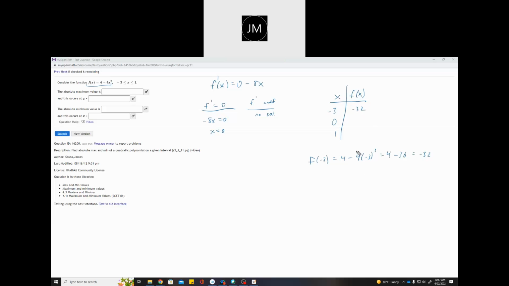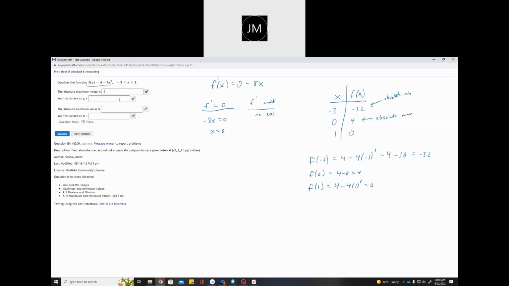Okay, when I put 0 into the original function, I get 4. When I put 1 into the original function, I get 0. On this list, the biggest number is 4, so that's the absolute maximum. The smallest number is -32, so that's the absolute minimum.